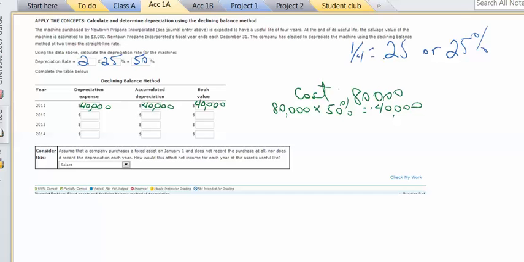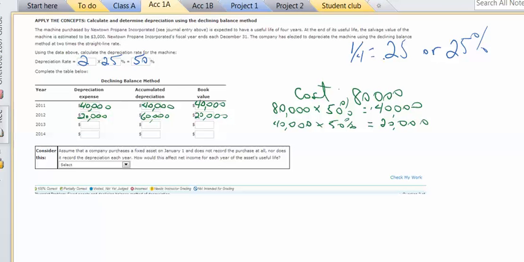Now in year number 2012, my depreciation, I'll take the $40,000 book value times 50%, that equals $20,000. So my depreciation, $20,000. My accumulated depreciation now is going to be $60,000, and my book value will be $20,000.